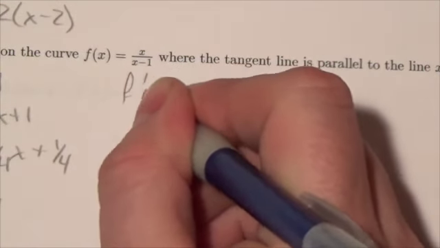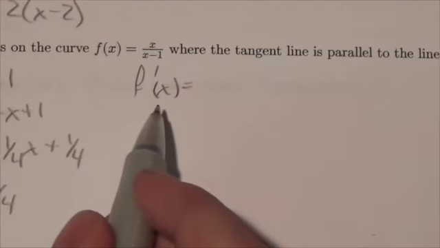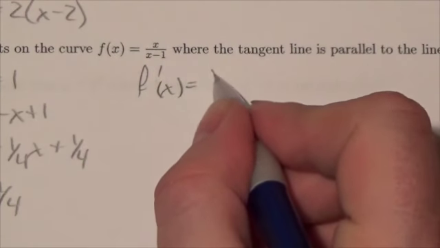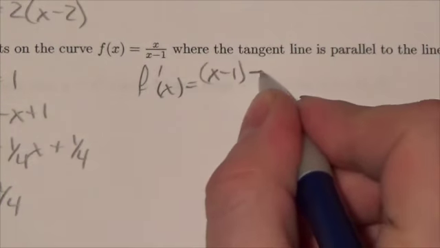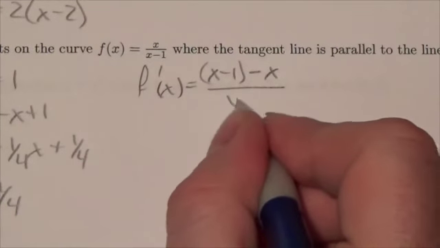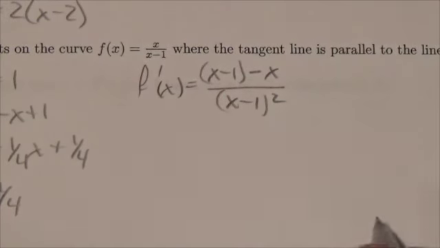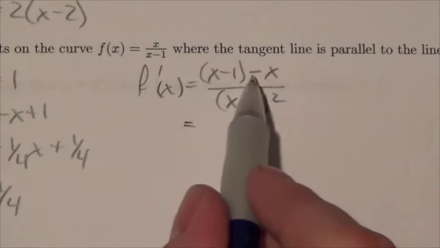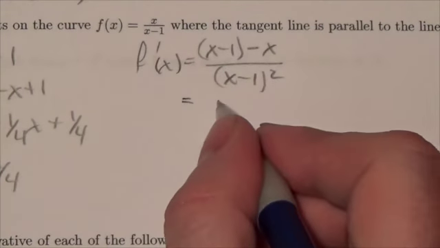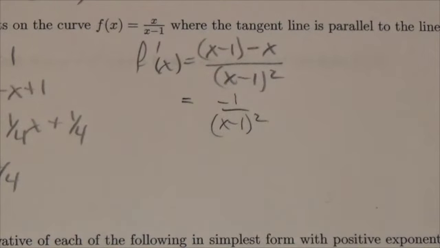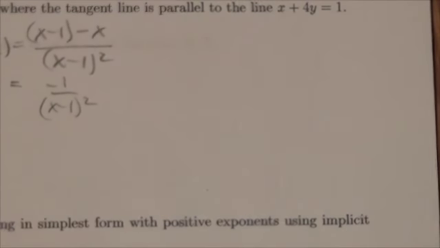Okay, f prime, the derivative, is going to require the use of the quotient rule here. So the derivative of the numerator is 1 times x minus 1, minus the numerator times the derivative of the denominator, which is just 1, over (x minus 1) squared. Well, the numerator here is going to end up being x minus x, that goes away, and you're left with negative 1 over (x minus 1) squared. So that's the derivative.